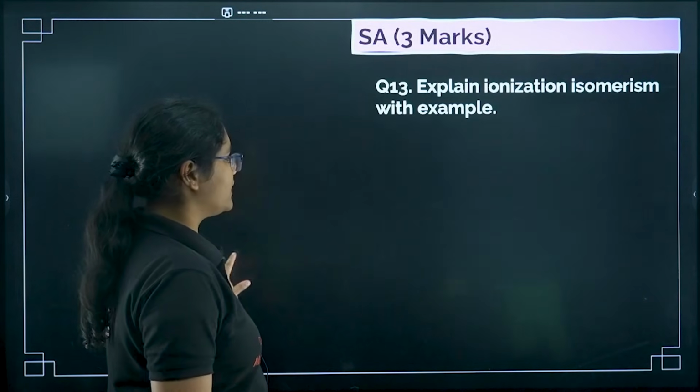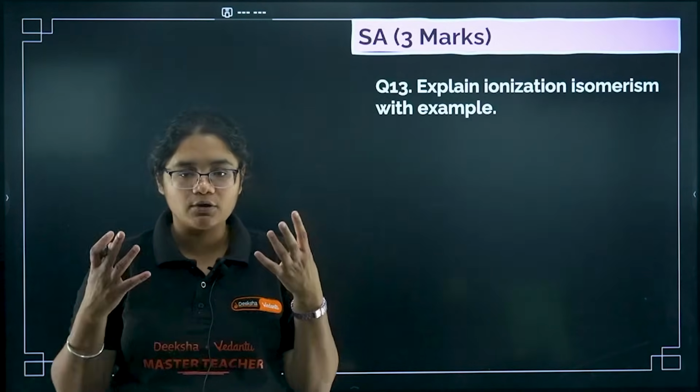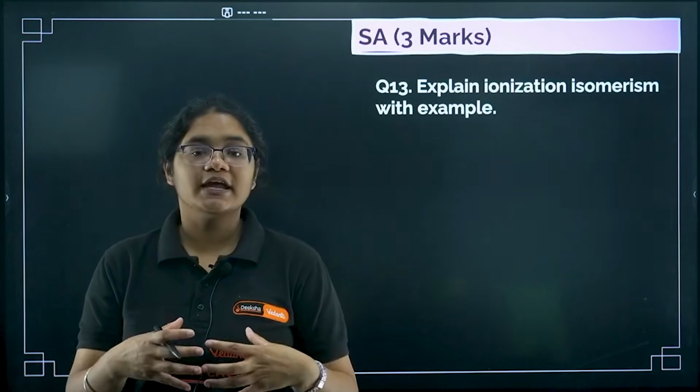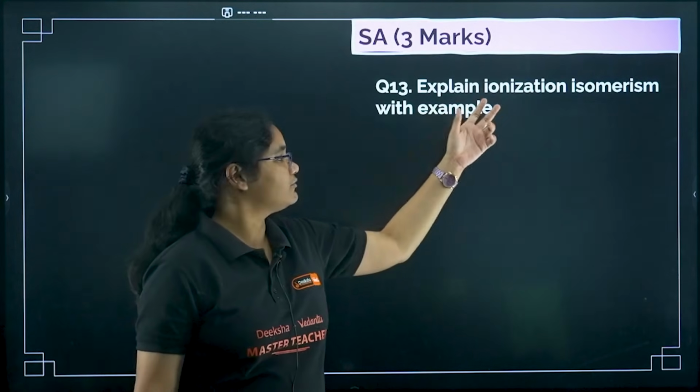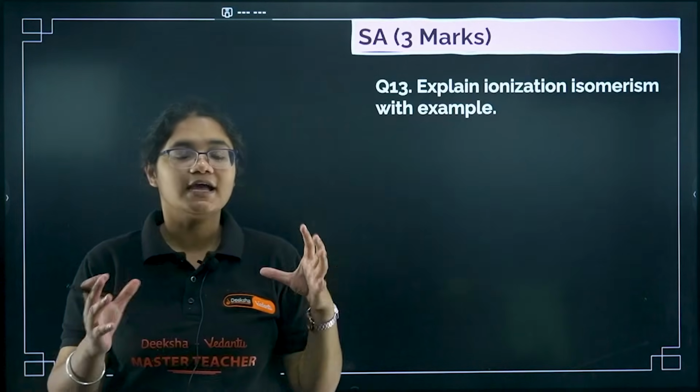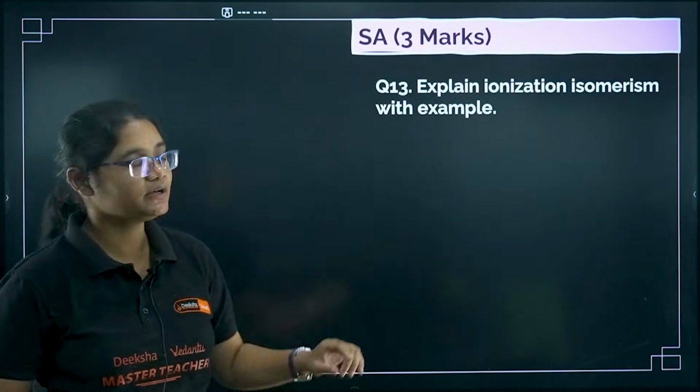Next question is about ionization isomerism. We know that when a complex is dissolved in the solvent, it produces ions, right? So if in a complex you can have different ions produced, then they will be called ionization isomerism.